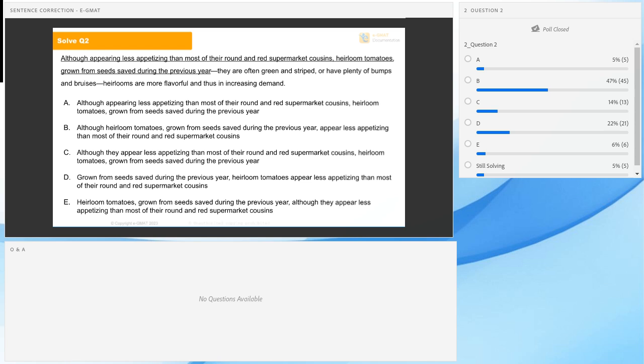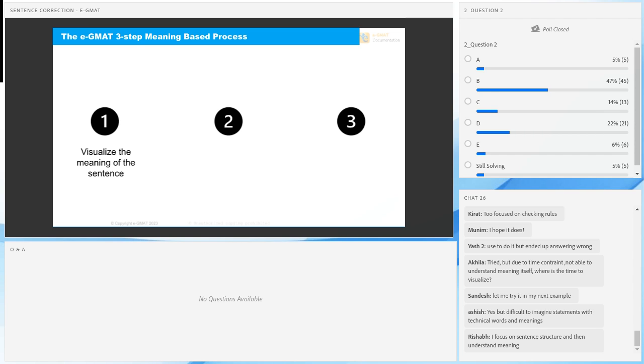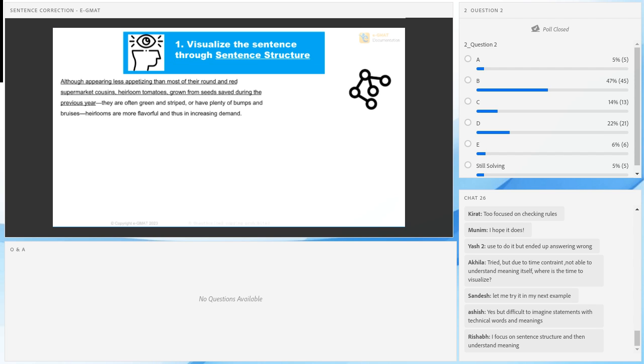Good. All right. So let's now discuss this question. Choice B is the correct answer, as you would have guessed. Again, same process. Visualize the meaning, determine all the deterministic errors, and then only analyze the answer choices.